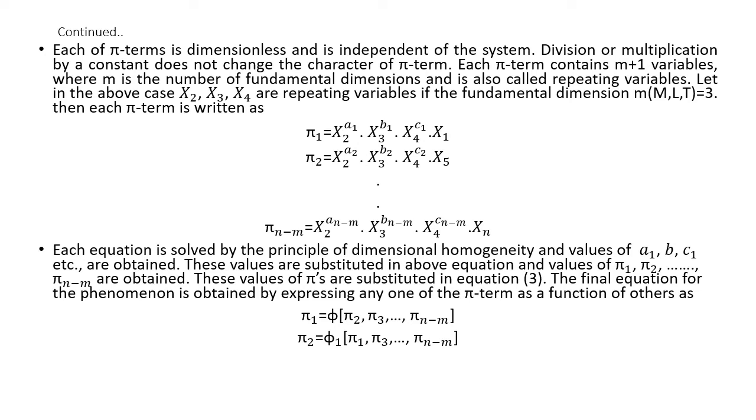Each pi term is dimensionless and is independent of the system. So pi 1 is equal to x2 to the power a1. You can just go through this. Basically, here he has explained the procedure, the steps of how to get the non-dimensional parameters in Buckingham pi theorem. We'll understand this in a better way when we go to the examples.